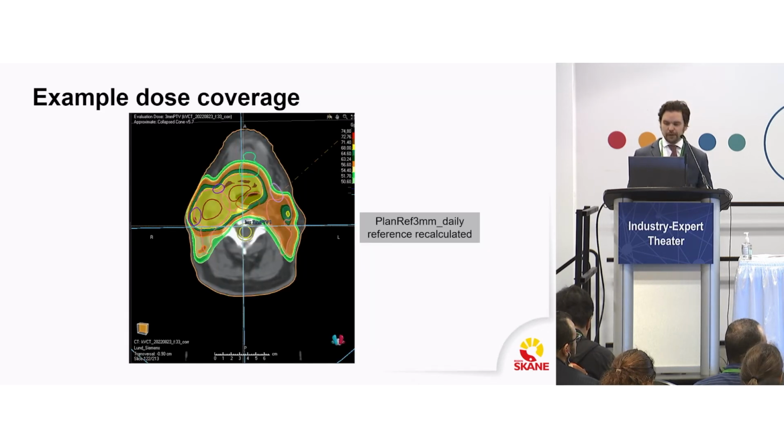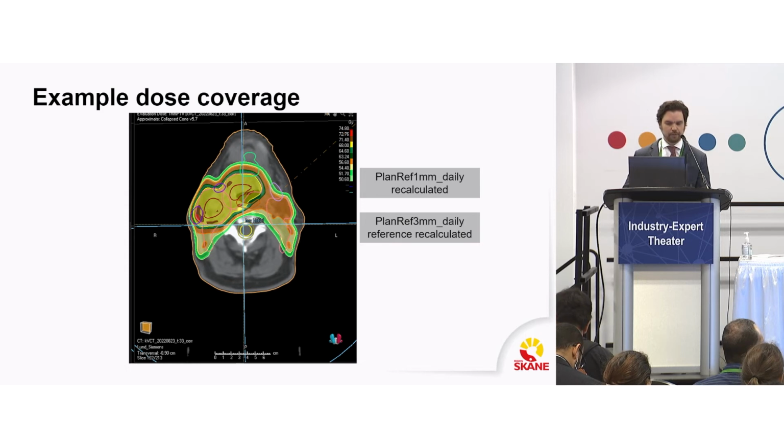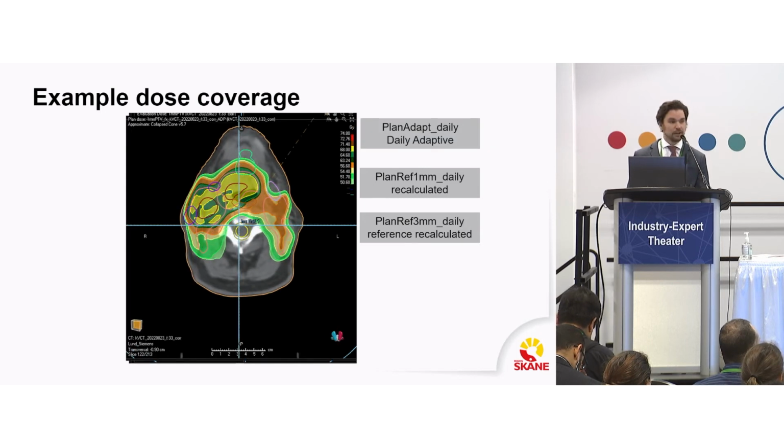Here's an example of the dose coverage we had. So you have the nodal volumes, and the light green would be the 95% criteria for the 54.4 gray. So you have a near miss here with 3 millimeters on the nodal volume. You're losing a bit of target coverage. This is for the 33rd fraction. And for the reference plan with 1 millimeter calculated on the daily CT, you definitely have a miss of the nodal volume, but for the adaptive plan, as you expect, you have full target coverage for the nodal volumes for this fraction.